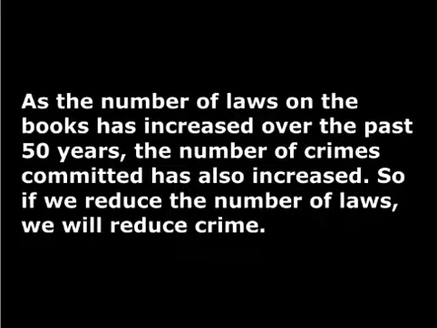As the number of laws on the books has increased over the past 50 years, the number of crimes committed has also increased. So if we reduce the number of laws, we will reduce crime. This one's tricky in a certain kind of way, but you should be able to see that it's a false cause fallacy. The premise is about two things being correlated, the number of laws on the books and the number of crimes committed. And there's a causal link being inferred here: we can control the amount of crime by controlling the number of laws. That's the basic analysis of this.